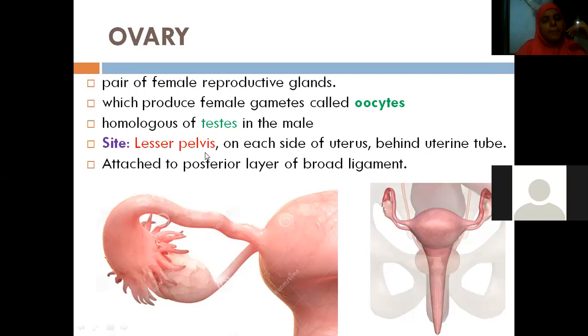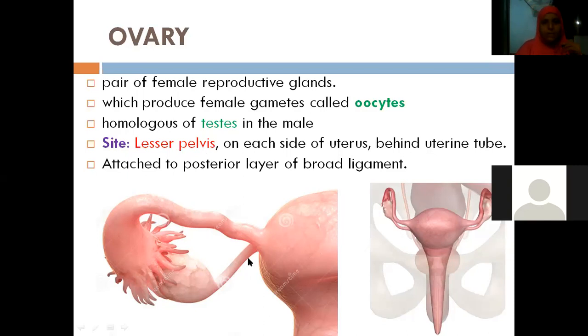Pelvic brim. Below the pelvic brim, we call it the lesser pelvis. Above the pelvic brim, we call it the greater pelvis. So in the lesser pelvis, even the uterus, I told you yesterday, is situated in the lesser pelvis only.